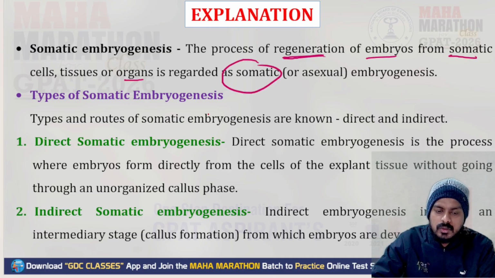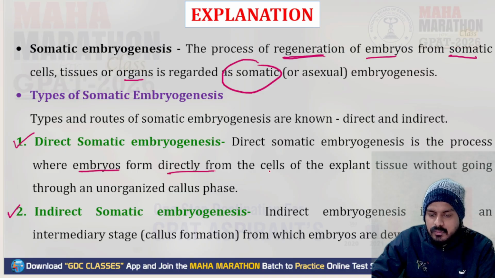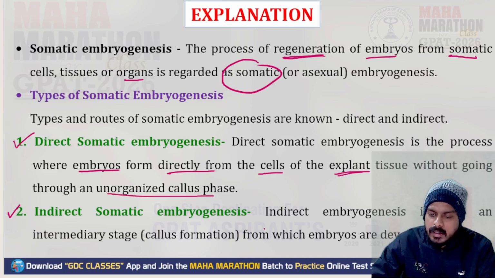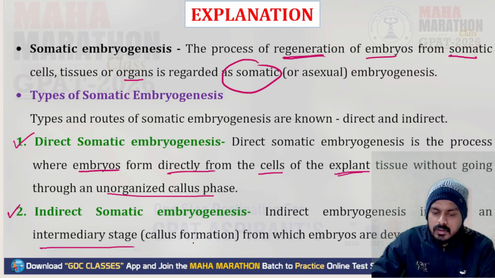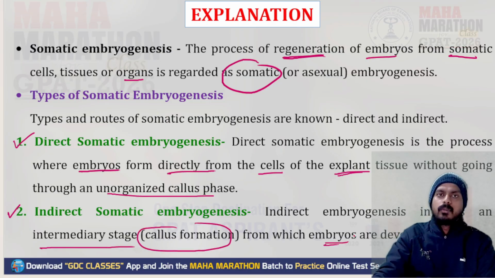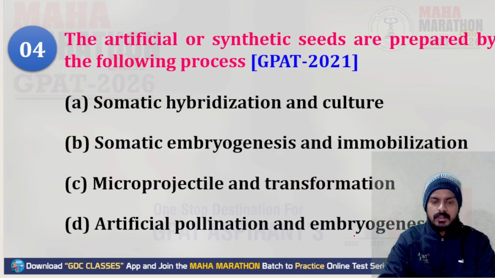There are two types: direct somatic embryogenesis and indirect somatic embryogenesis. In direct somatic embryogenesis, the embryos form directly from the cells of an explant without going through the unorganized callus phase. Whereas indirect embryogenesis involves an intermediate stage called the callus formation stage, from which embryos are developed. Okay. Next question.